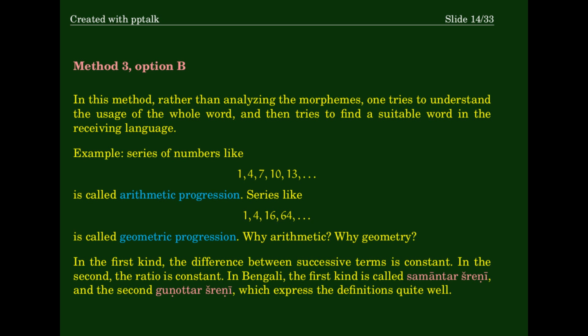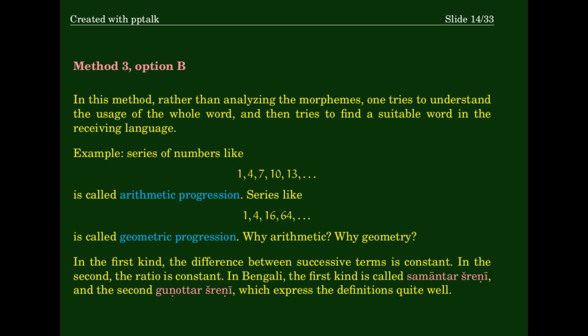In fact, if you take a series like 1, 4, 16, 64, where each number increases by a certain ratio compared to the previous number, in this case by 4, it is called a geometric progression. So, why geometry? No good answer. In the first kind, the difference between successive terms is constant, as I just said. In the second, the ratio is constant.